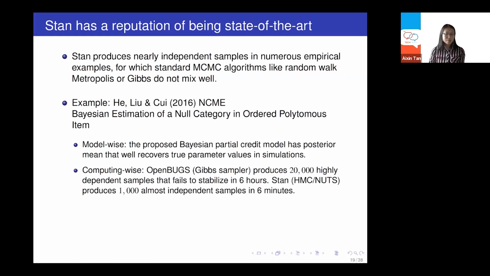Computational-wise, that's what's relevant to this talk. I think Rui Tao was in charge of computing, and he actually tried OpenBox. We call that implement skip sampler first. And he waited for 6 hours. It produced a lot of highly independent samples. And in the end, it still goes up and down. Like it just doesn't stabilize, okay? So he ran it until he runs out of patience.